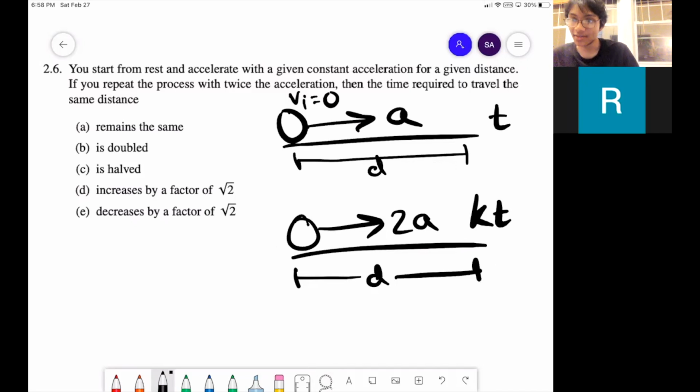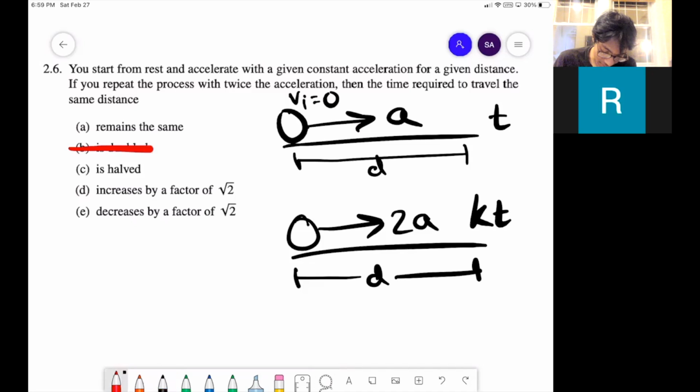Now that k can be less than 1, in which case the time will be less than what it was before, or it can be greater than 1, in which case it will be more than what it was before. If you have twice the acceleration, it makes sense that the time required to travel the same distance should be shortened. So obviously the answer cannot be doubles or remains the same or increases. The time either is halved, which might make sense since you double the acceleration, or the time might decrease by a factor of root 2.